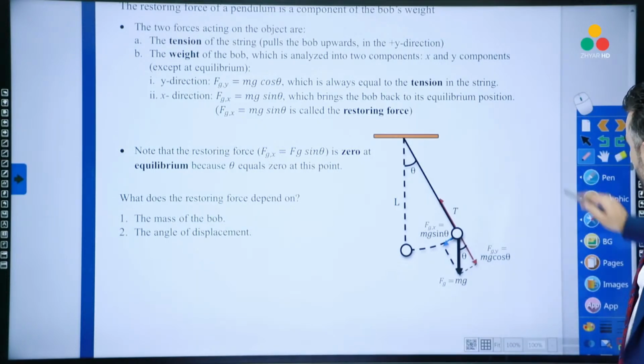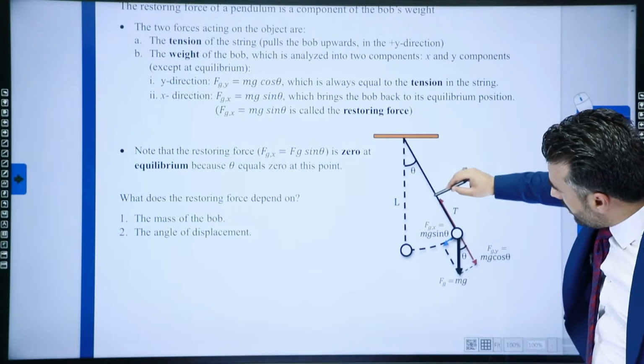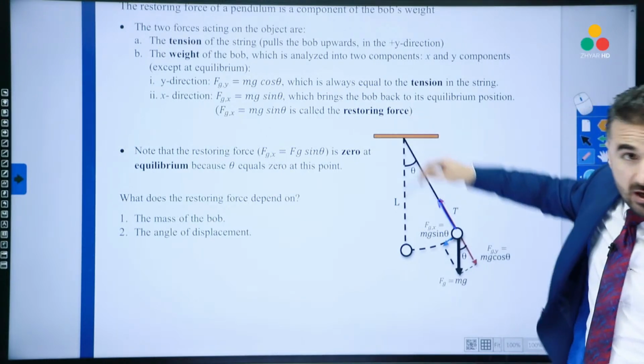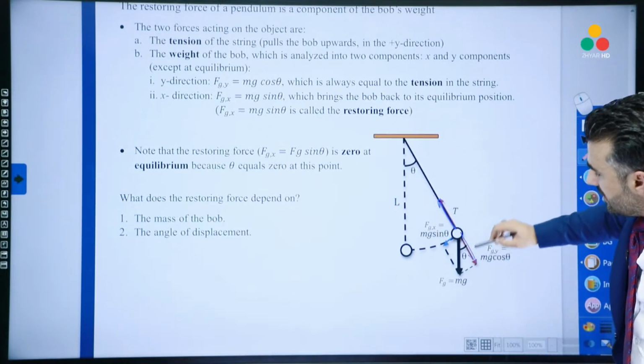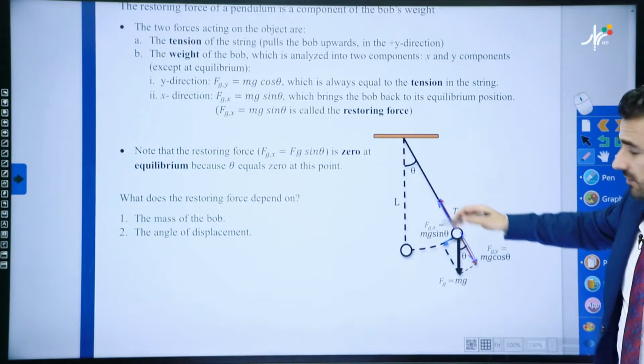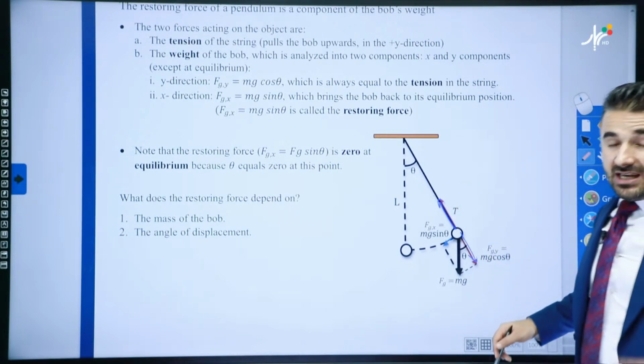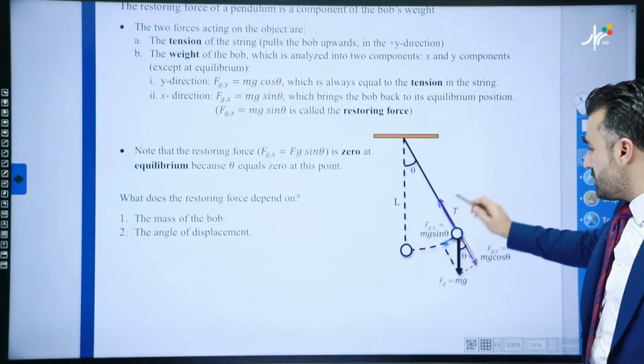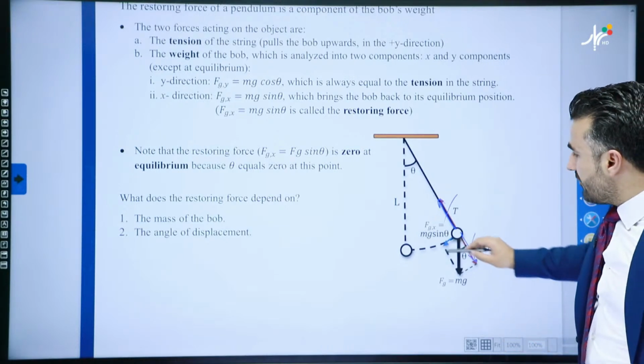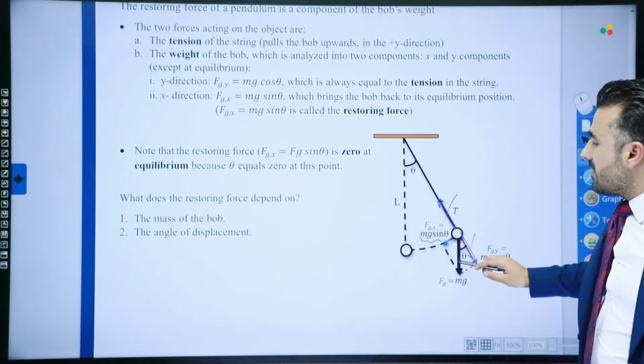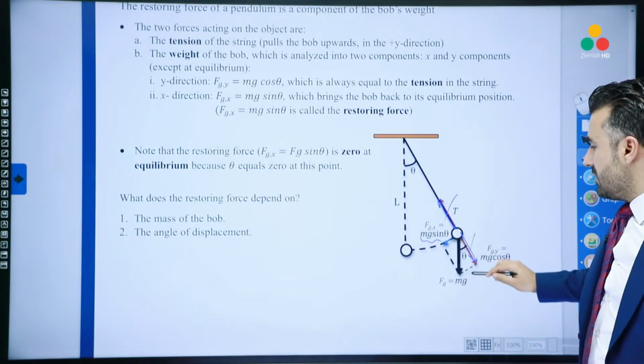So once again, this is one of the forces which is pulling the bob upward. And of course, there is another force which is acting on the same axis, opposite direction. So these two will cancel one another out. And of course, we'll have mg sine theta. That will be on the x-axis.